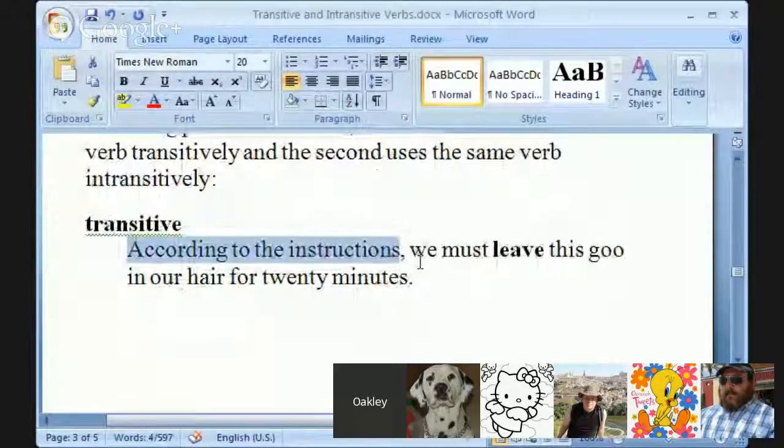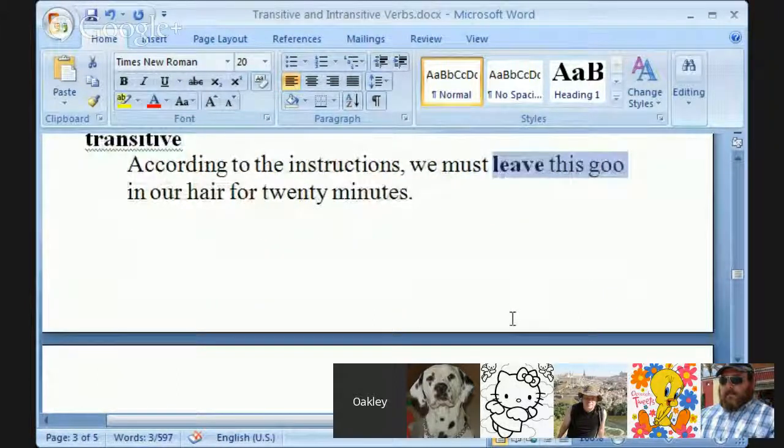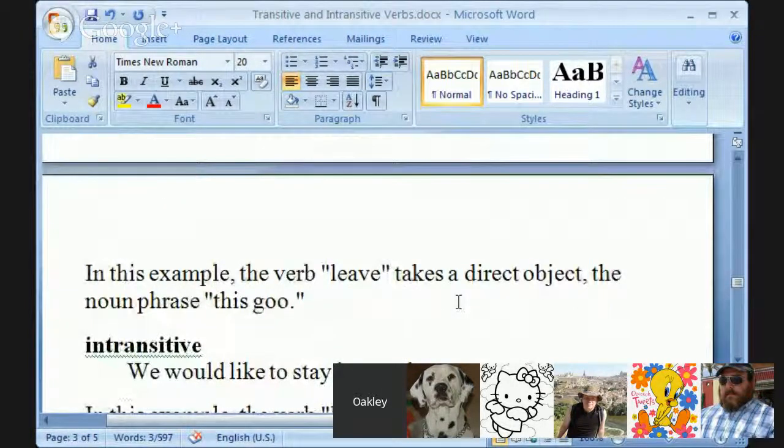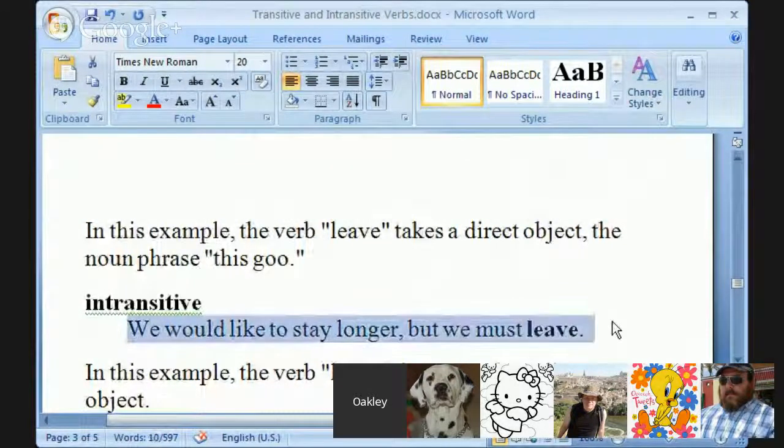According to the instructions, we must leave this goo in our hair for 20 minutes. Well, it's clearly transitive because leave what? This goo. Goo. There's a good word for you in English. Okay. Intransitive. We would like to stay longer, but we must leave.